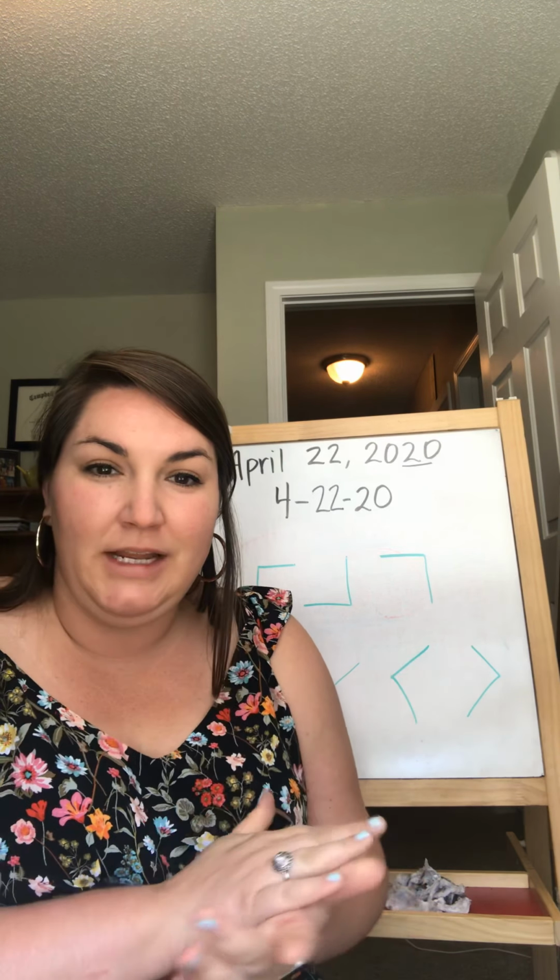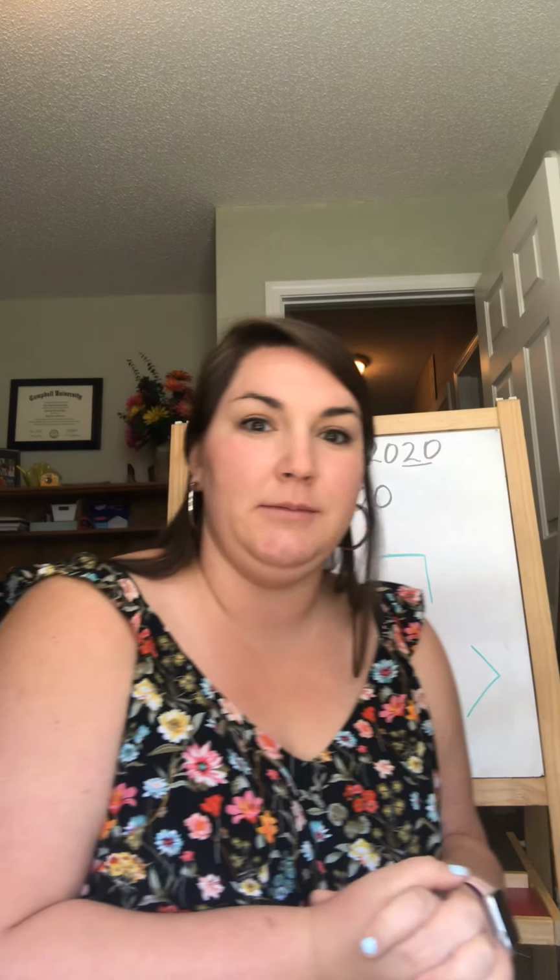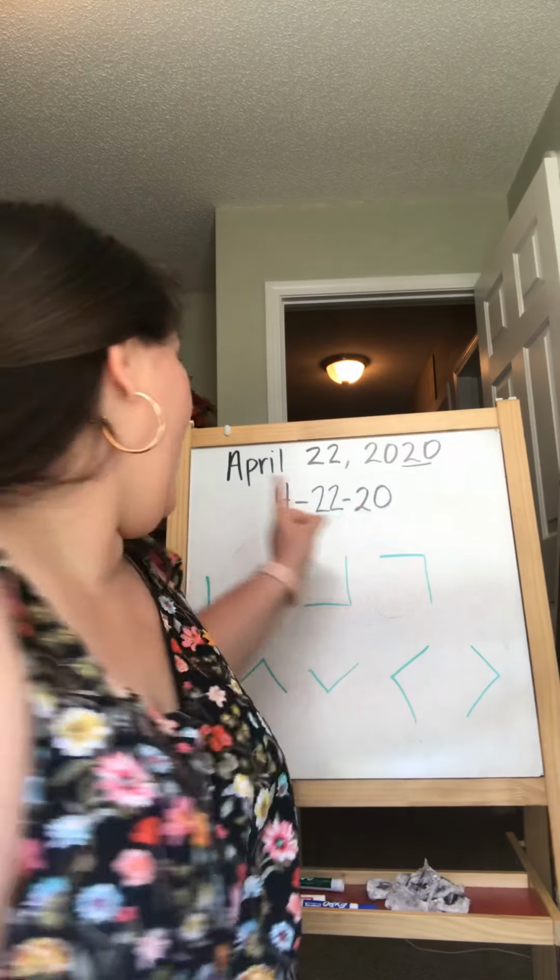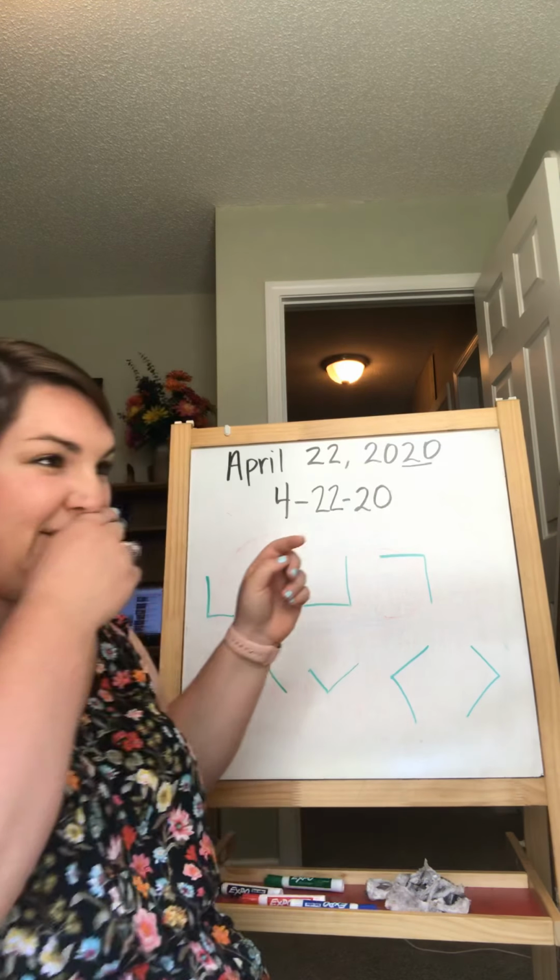Yesterday in math morning meeting, it was April 21st. Let me cover that up. April 21st. So, what do you think today's date would be? If yesterday was April 21st, 2020, what would today's date be? Good. Today's date is April 22nd, 2020.